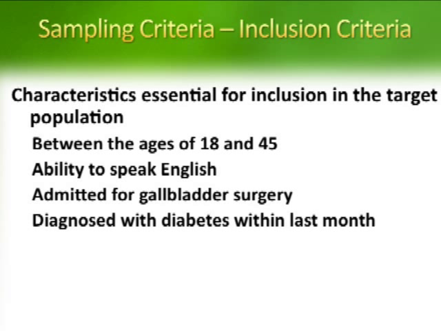Sampling criteria is also known as eligibility criteria. And remember, it is the list of characteristics essential for membership in the target population. In our case, we would want somebody who was diagnosed with type 2 diabetes. The sample is selected from the accessible population and meets the sampling criteria. Inclusion criteria are those characteristics that the subject or element must have to be part of the target population.